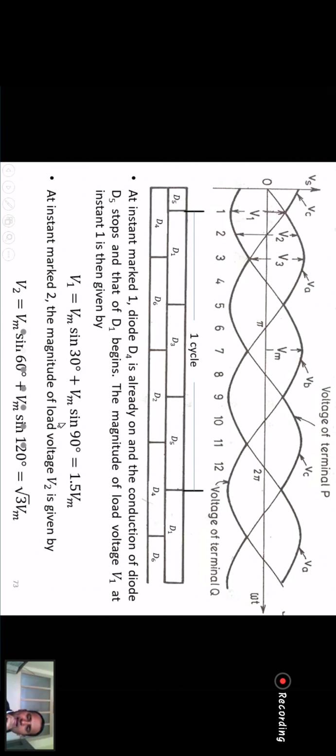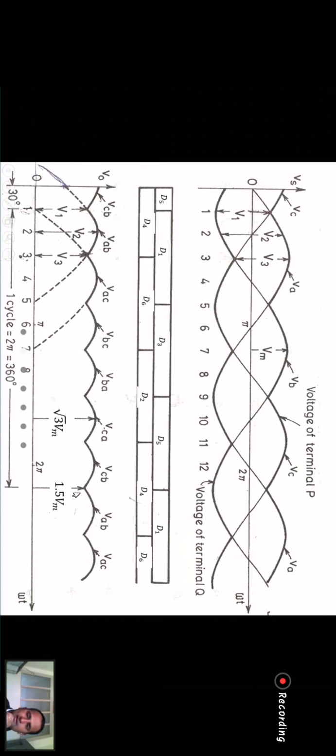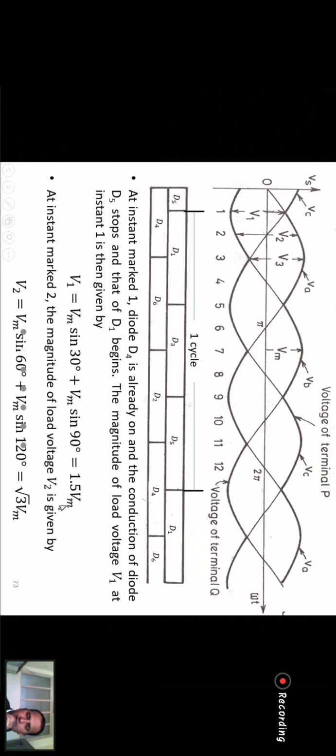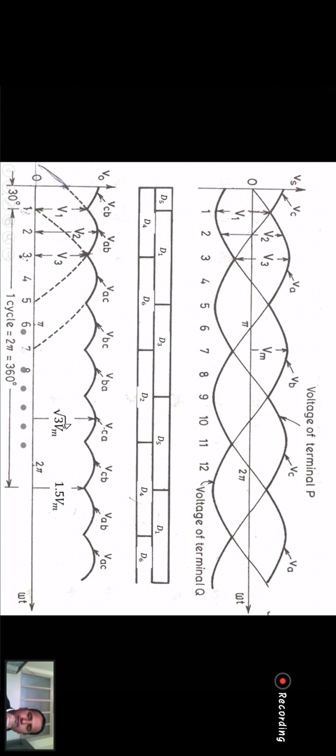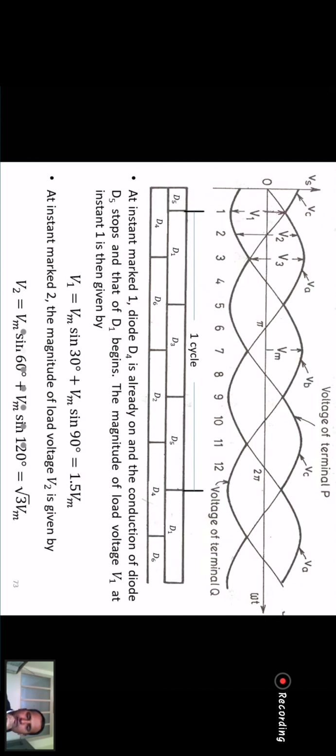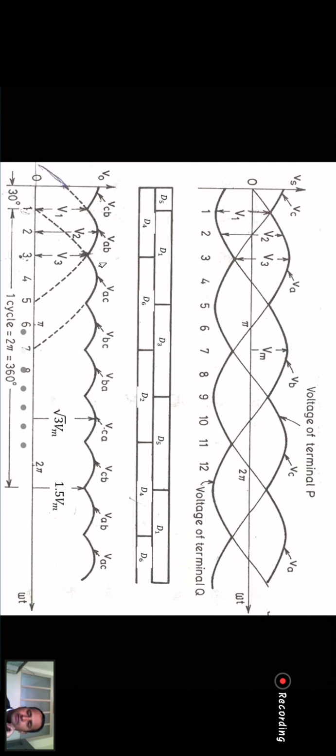Previously, what we have seen is that V1 is equal to 1.5 Vm at instant 1. And at instant 2, the magnitude of the voltage across the load, V2, will be √3 of Vm.